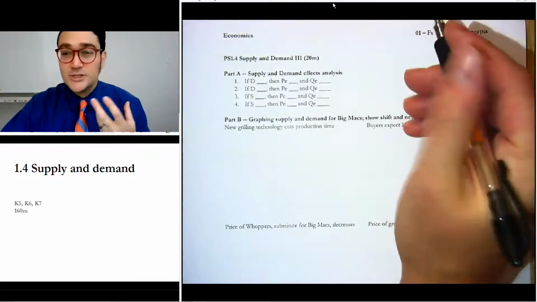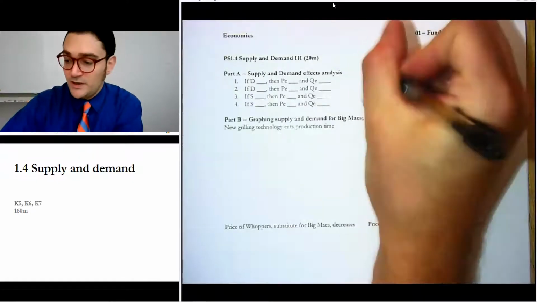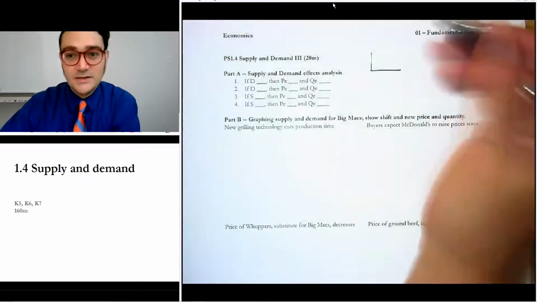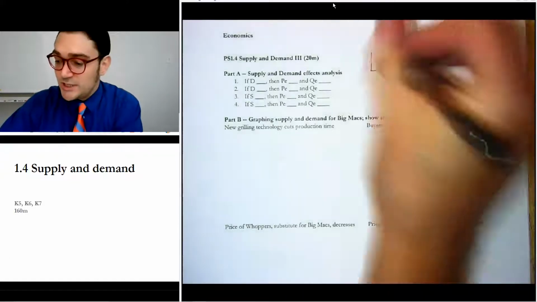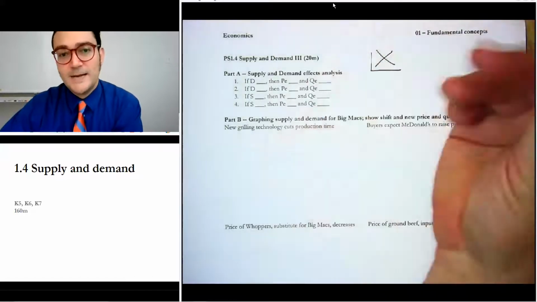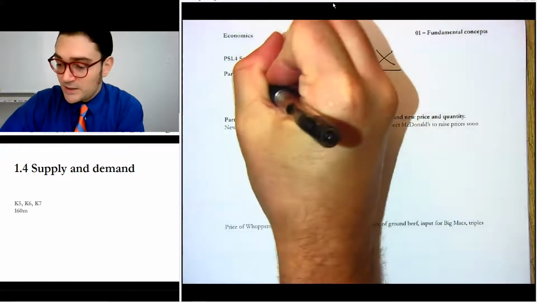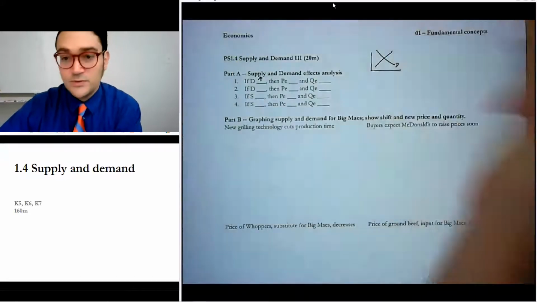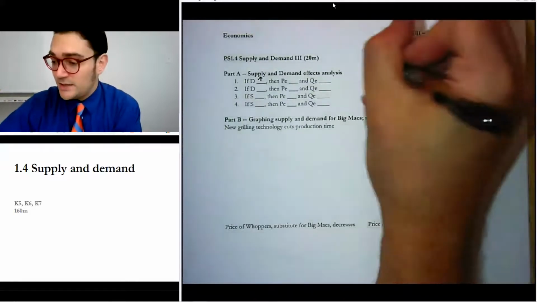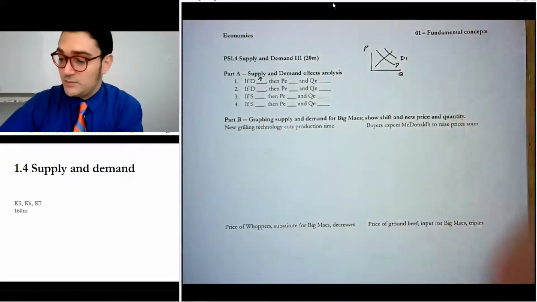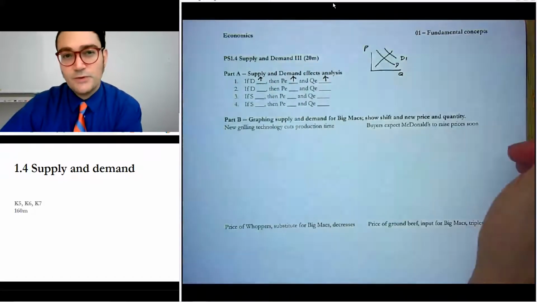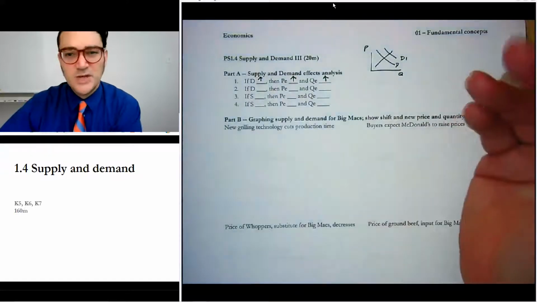Now on a test, it's sometimes useful just to quickly draw a tiny little picture off to the side and say, oh, if supply does this, then the price goes this way. So I would suggest getting in the habit of drawing these tiny little graphs so that you know what's really happening. On this one, if demand increases, that's a shift to the right. So what happens to price and quantity? Price goes up and quantity goes up. That's all we're looking for in part A, just with little arrows.